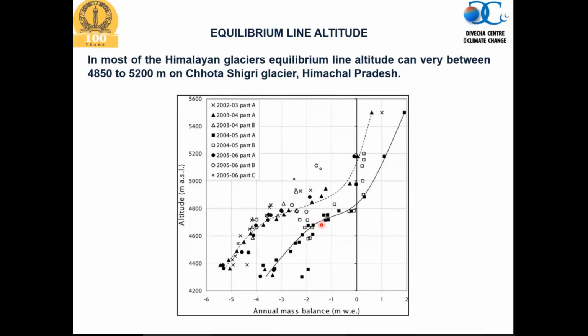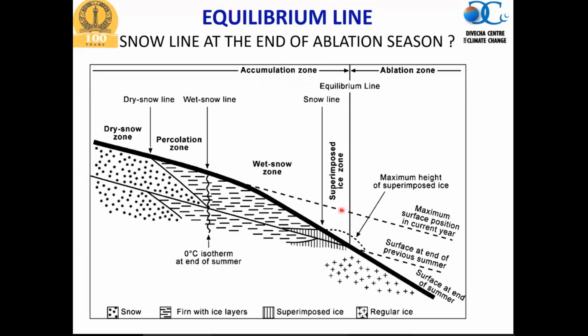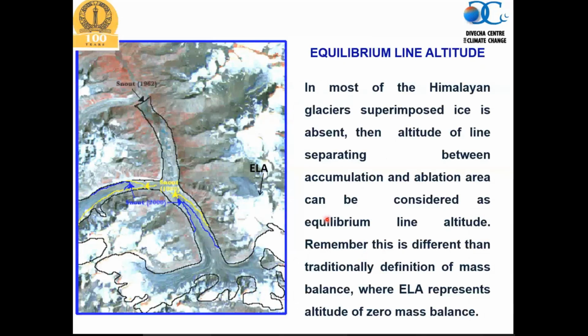So essentially now you have two definitions of the equilibrium line altitude. One is the conventional definition, where you estimate the mass balance, and the altitude representing zero mass balance is the equilibrium line. However, this equilibrium line may not be identifiable on satellite images, whereas the equilibrium line where the snow line represents the equilibrium line is possible for us to delineate on images.